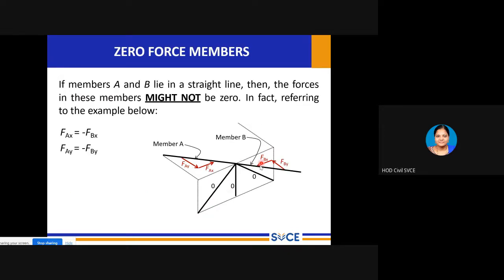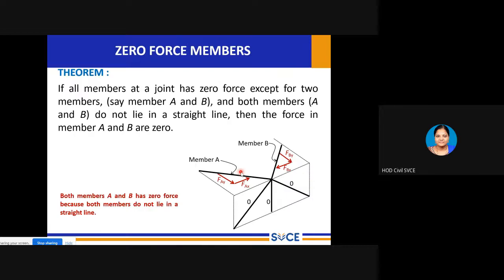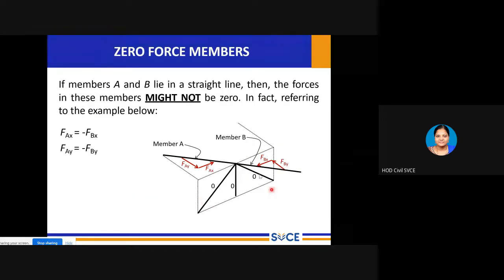And what is this one? Again, five members, out of which three member forces are zeros, but the remaining two members are lying in the same straight line. In the previous case, they are not lying in the same straight line. So the other two member forces are also zeros, but here it might not be zero. Okay, so that is another thing.